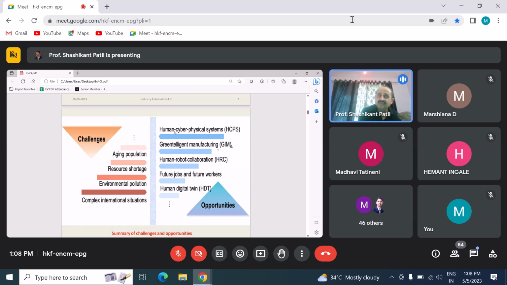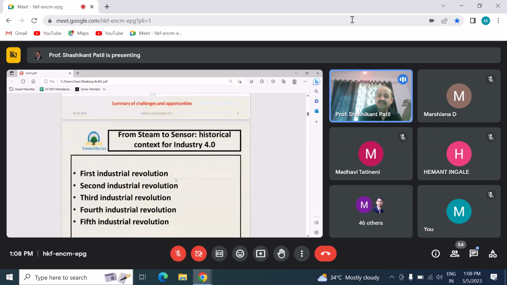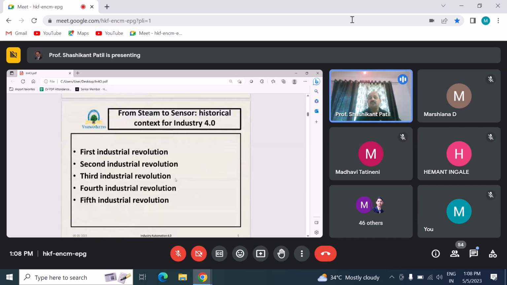But what we need to do is convert our challenges into opportunities with the help of technological advancement as well as value system. So this was just how to relate our human life with society. Now if we see Industry 4.0, it came from, if you see the first industrial revolution, it started from steam. Now we have reached sensors. So this is the historical context for Industry 4.0.